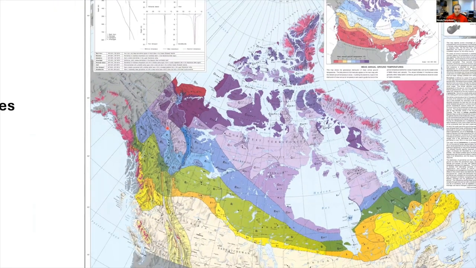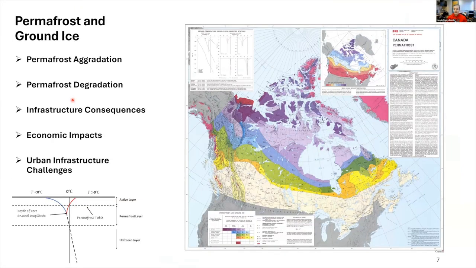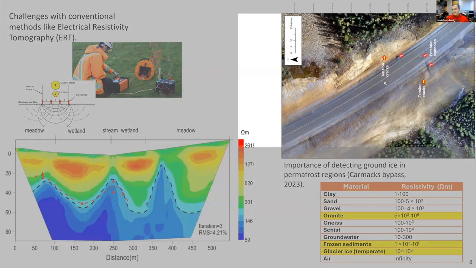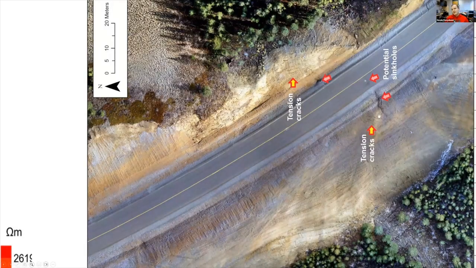Changes in permafrost, I mean aggradation and degradation, can have consequences in those areas. Ground ice is a really important part of permafrost, because when the ground ice melts, we have degradation and economic and other impacts on those specific areas. Here you can see the impact of melting ground ice on Carmacks bypass. There are cracks starting on the road, and ground ice melting shows that underneath the road we have ground ice, and it has started melting and causing problems.